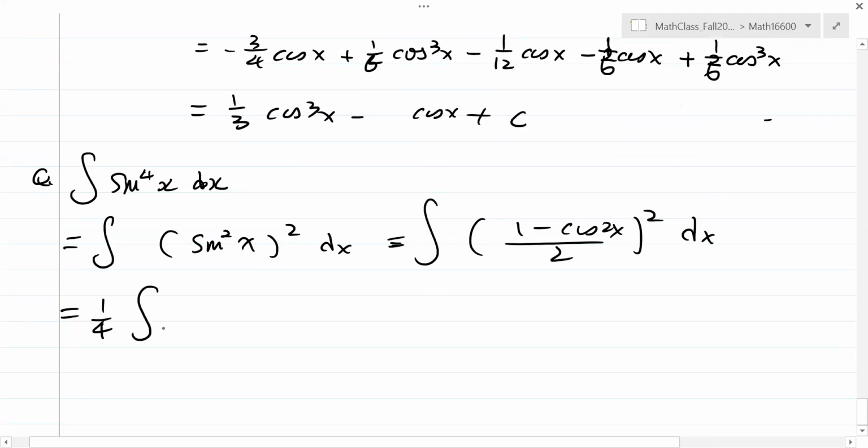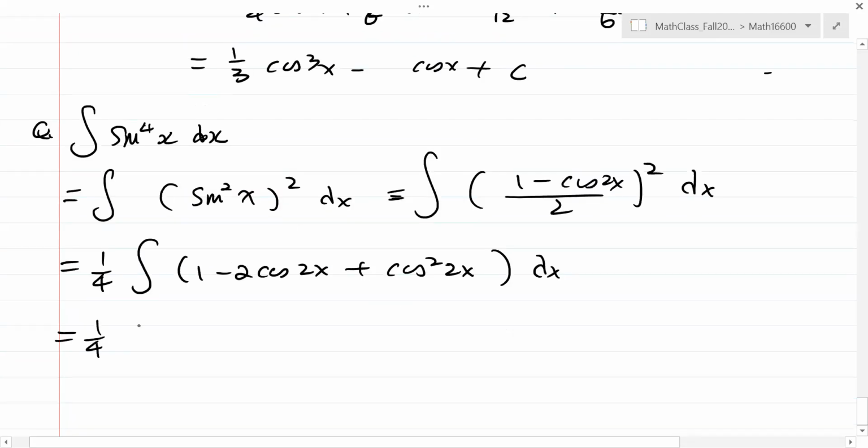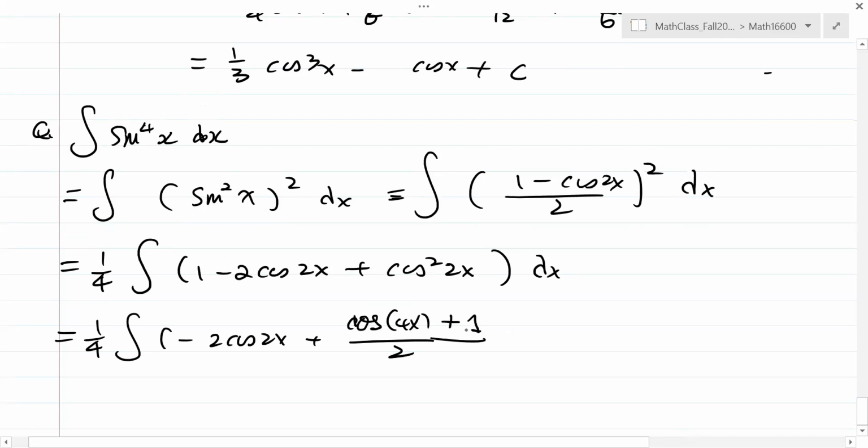Then you square it, and then you only see square, you don't see cube. So it's quarter, you take it out, it's 1 minus twice cosine 2x, that's nice. Then cosine square 2x. Okay. Then cosine square, we don't like cosine square. We change it to just cosine. It's half of cosine 4x plus, okay, divided by 2.